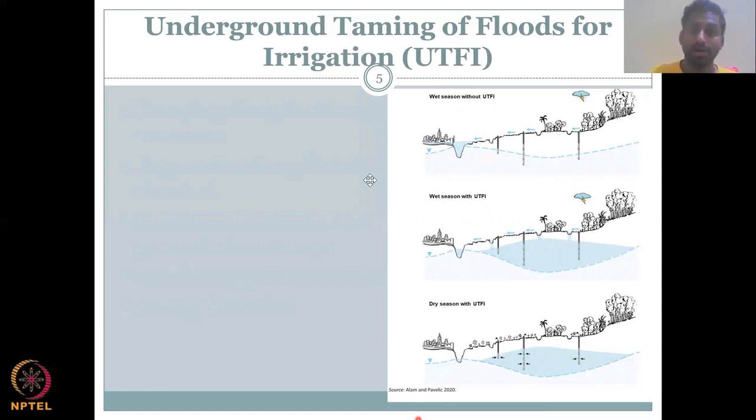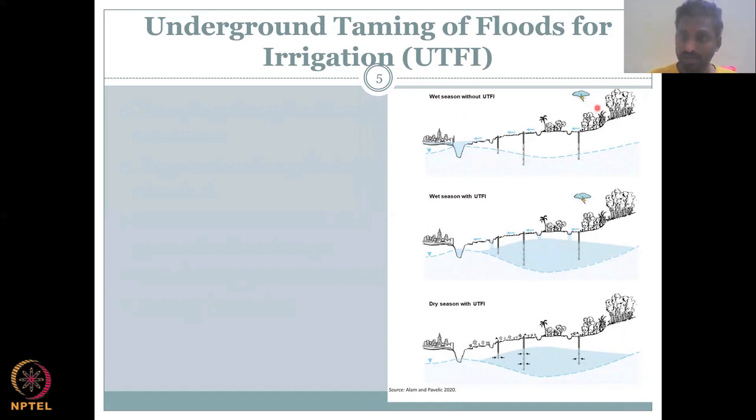In this scheme, you see underground taming of floods for irrigation, UTFI. So you have the flood water coming on the surface, which is washing away the rural areas and stuff, with not much agricultural benefit. It is not stored in the aquifer, so there is a lot of loss of the flood water. What this scheme does, if you look at it, this is the wet season or the monsoon season without the UTFI scheme.